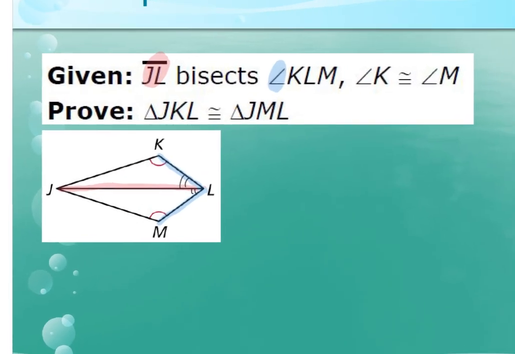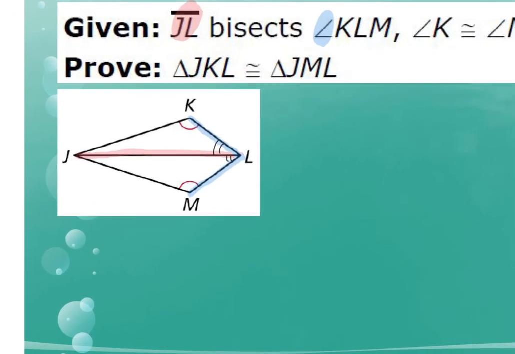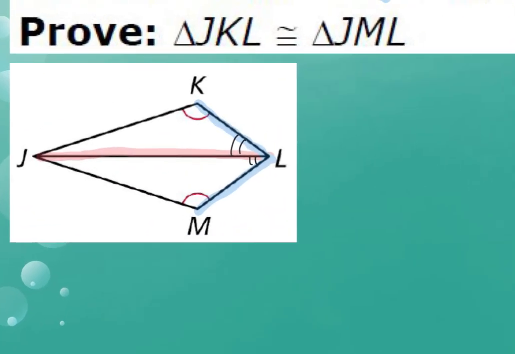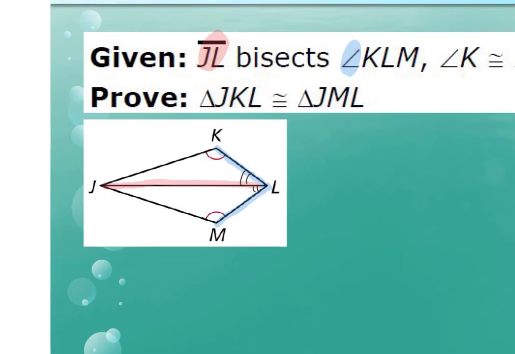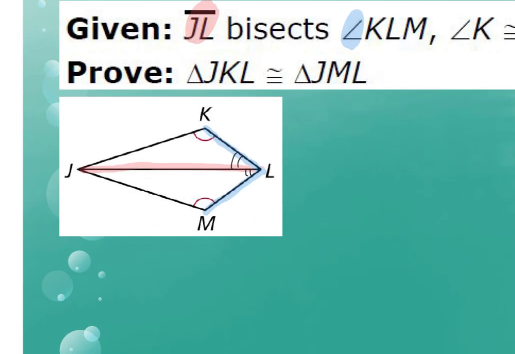It also tells us that angle K and angle M are congruent. That's already filled in for us. Do you guys see that? And then lastly, it wants us to prove that the triangle on the top is congruent to the triangle on the bottom. JKL and JML. They share a side. Marcos pointed out they share a side. Which side do they share? This one in the middle.